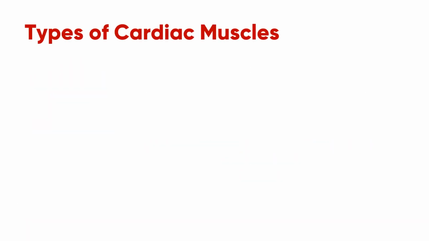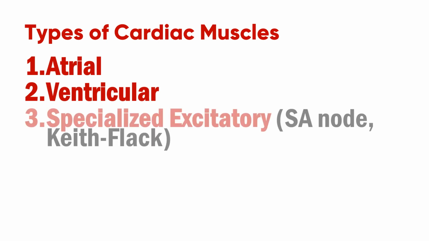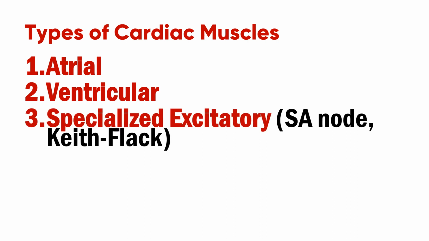There are four types of cardiac muscles. The atrial and ventricular muscles are contractile and function just like any other muscles. The special excitatory muscles are still muscles but function more like nervous tissue. We have the sino-atrial or SA node, also known as the Keith-Flack fibers, which is considered the pacemaker of the heart, being capable of spontaneously generating action potentials or impulses.